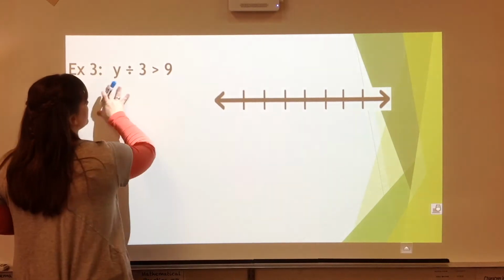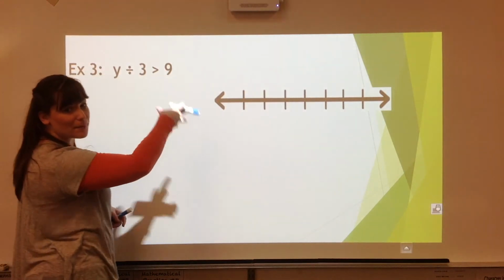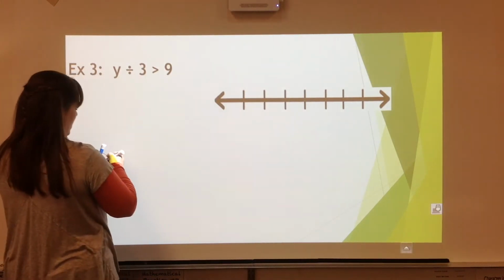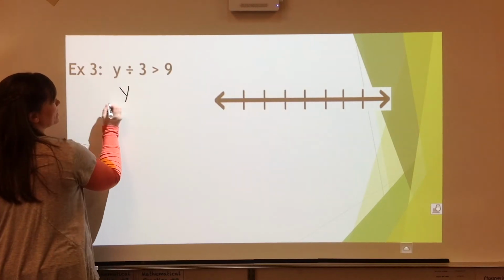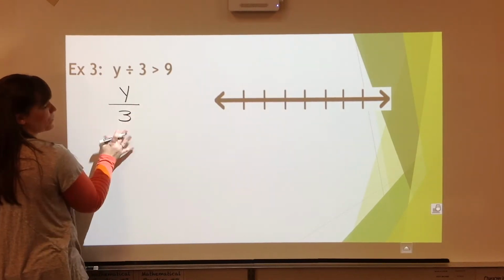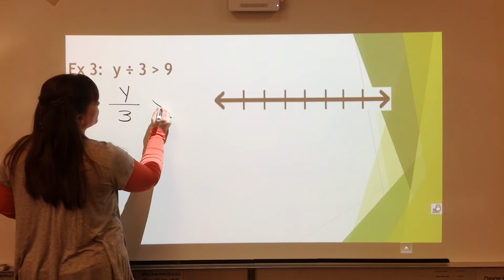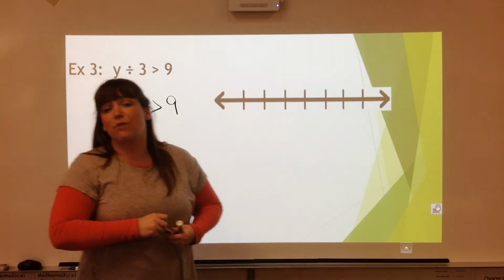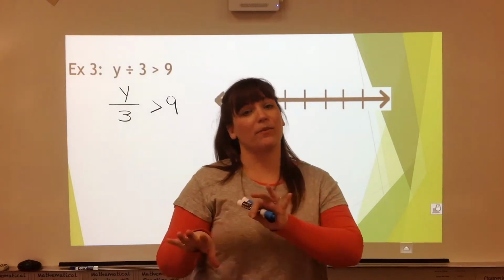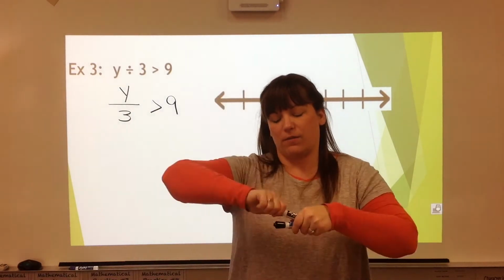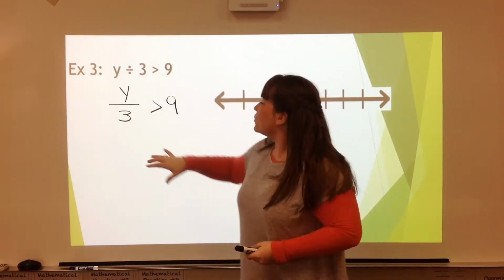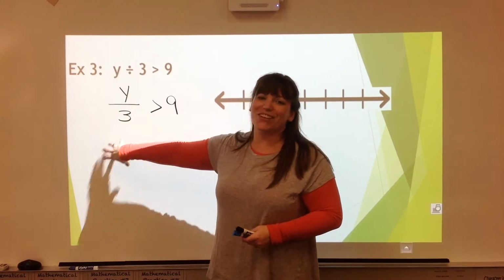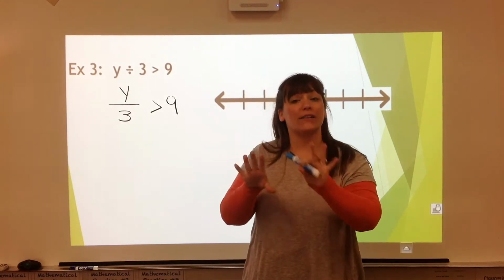This is not written as a fraction. I'm going to rewrite it so that I have my y in the numerator and my 3 in the denominator. And that's going to be greater than 9. Remember, the division and multiplication are inverse operations of each other. Flip these around. In order to get rid of this division, I need to multiply both sides by 3.